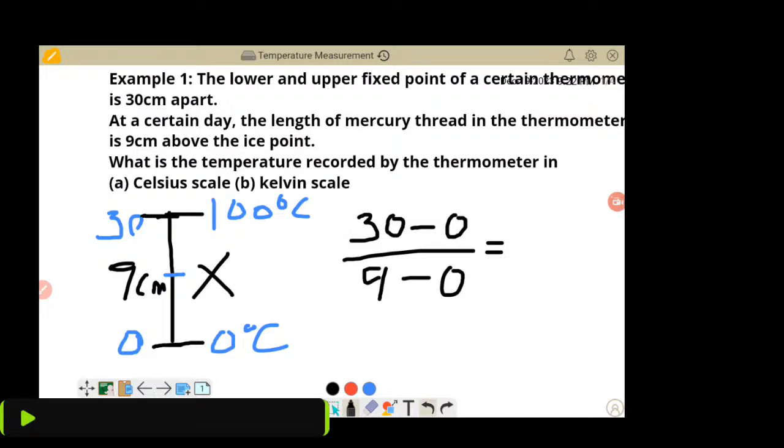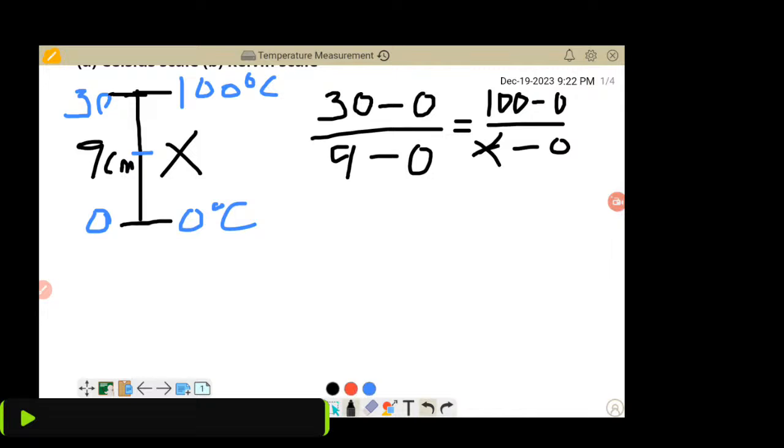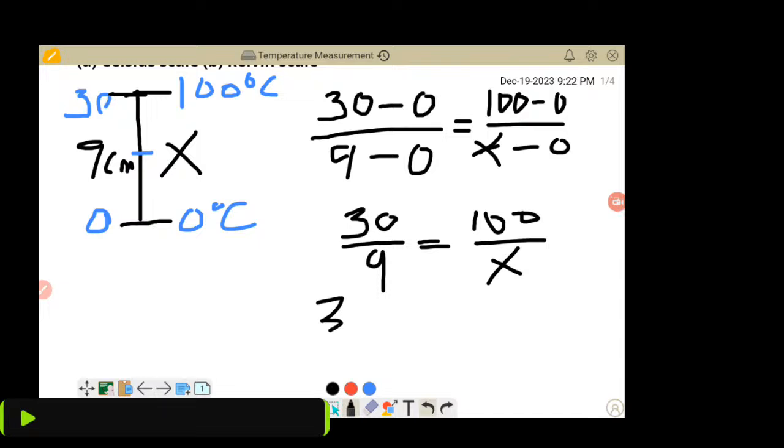In doing that, we are going to have 100 minus 0 divided by x minus 0. And if that is the case, we can easily have 30 over 9 equal to 100 over x. By cross multiplying what we have on the screen, we are going to have 30x equal to 900.